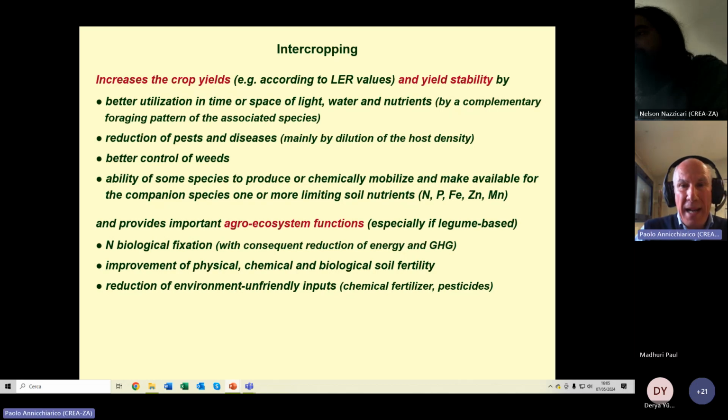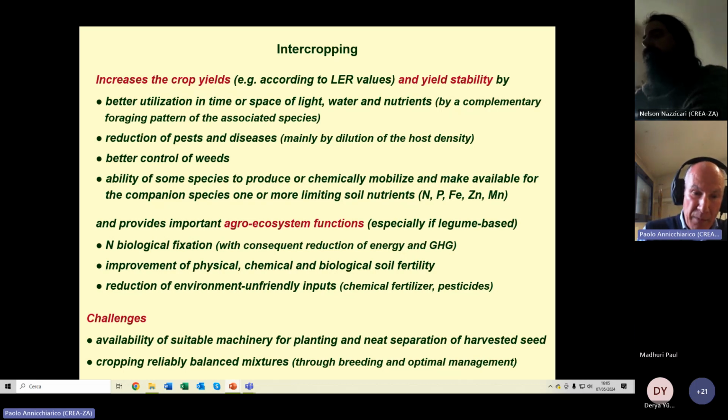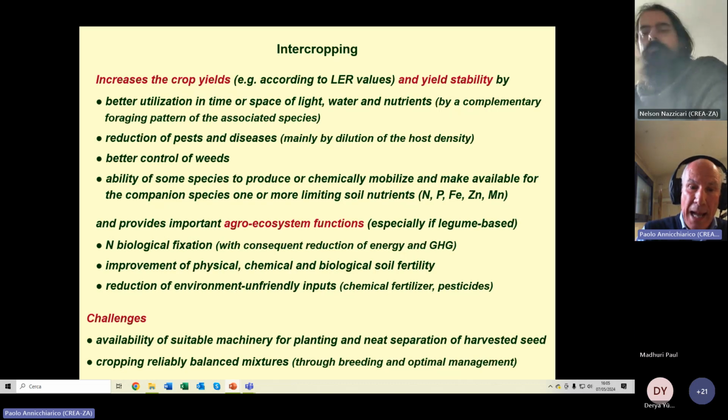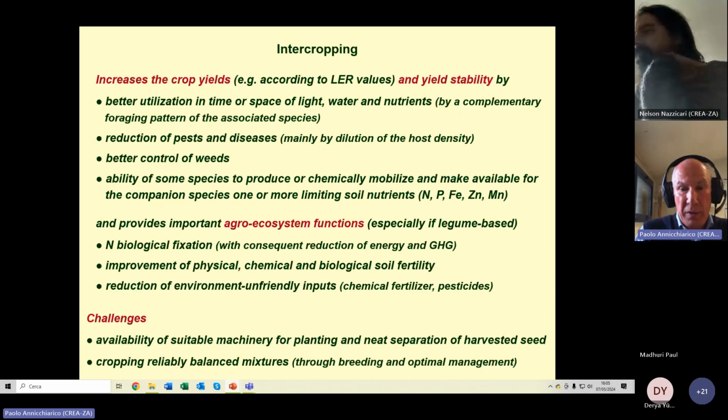Now, why intercropping, which is a pillar of agroecology, is after all so little used? There are a few important challenges. One is the availability of suitable machinery for planting and neat separation of the harvested seed. This is particularly for grain crops, but we are progressing on that. And then there is the difficulty of cropping reliably balanced mixtures. And this should be achieved through breeding and optimal crop management.